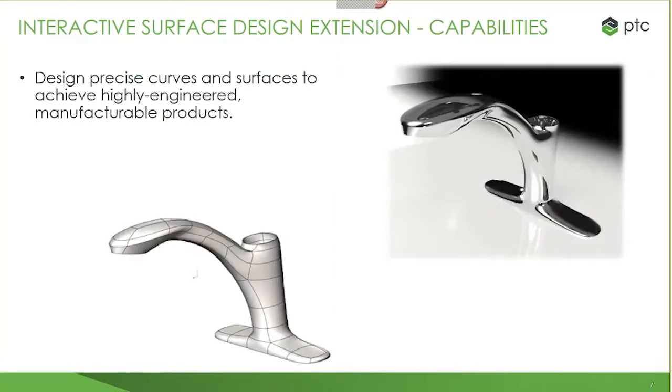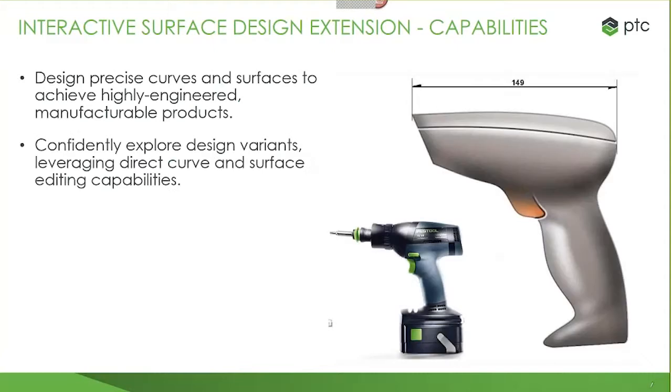It allows us to design precise curves and surfaces to achieve those manufactured products that we're looking for, because it's not just enough to say that it looks good in CAD. I need to be able to build it, and there's some unique challenges around taking our CAD models into manufacturing, but that's another whole story. But the surfacing in Creo allows us to make sure that we minimize some of those challenges. And I also want to be able to confidently explore my design variants, and I want to be able to use my direct curve and surface edit capabilities to do this.